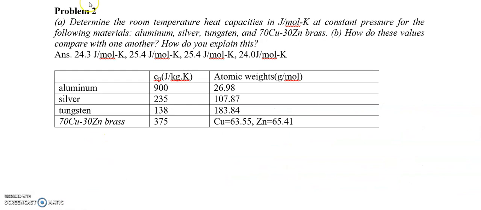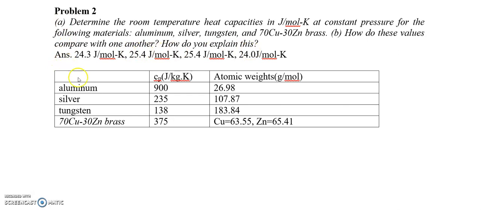Problem 2. Determine the room temperature heat capacities in joule per mole Kelvin at constant pressure for the following materials: aluminium, silver, tungsten, and 70 copper, 30 zinc brass. How do these values compare with one another? How do you explain this?